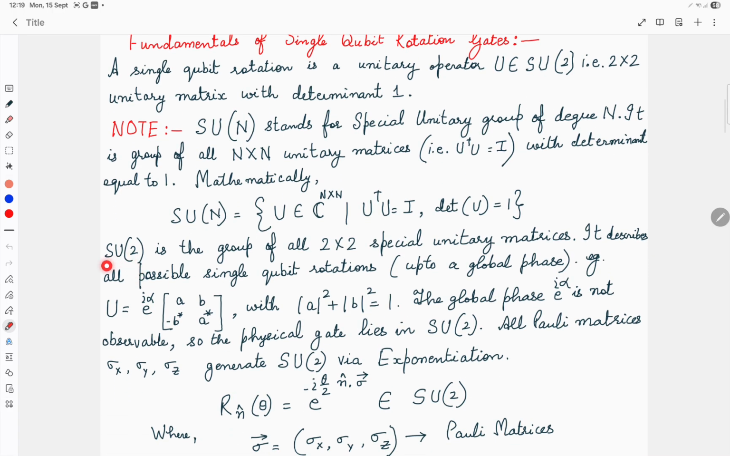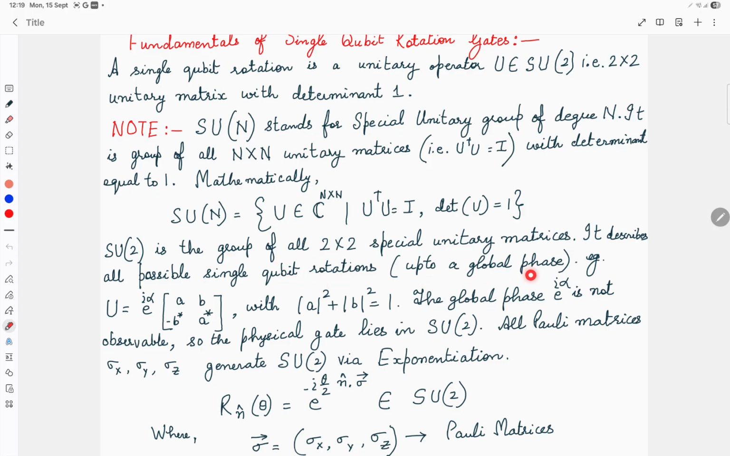Now if we consider special unitary group of dimension 2, this will be a group of all 2 cross 2 special unitary matrices. It describes all possible single qubit rotations. So whatever the single qubit rotation matrices that I have previously discussed, those matrices will fall in this category.